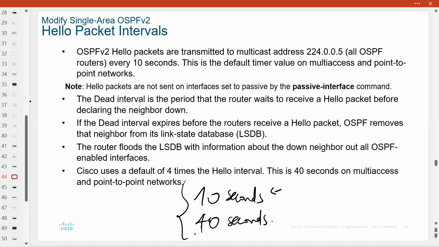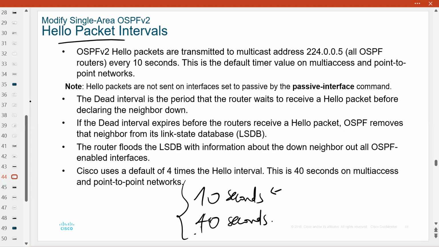So that I quickly know whether my neighbor is still there or not. Because if I don't know quickly, what happens is traffic is sent to networks which are down already without you knowing. So it's very important to understand the significance of the hello packet intervals and the dead intervals.